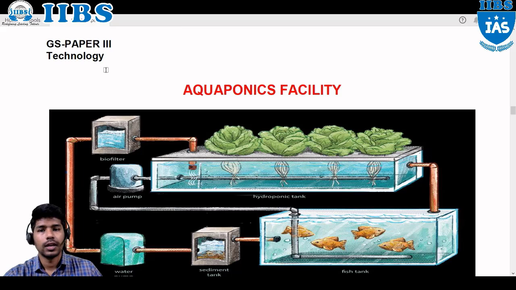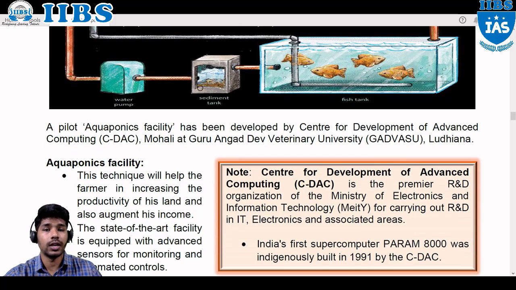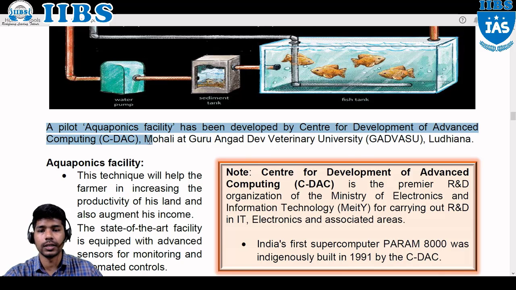This belongs to GS paper 3, Science and Technology, and we are talking about the aquaponics facility. When you see the term aqua, it means water. So what is this aquaponics facility? Aquaponics is a facility where plants are grown without the use of soil. A pilot aquaponics facility has been developed by the Center for Development of Advanced Computing, CDAC, Mohali, at Guru Angad Dev Veterinary University, Ludhiana.